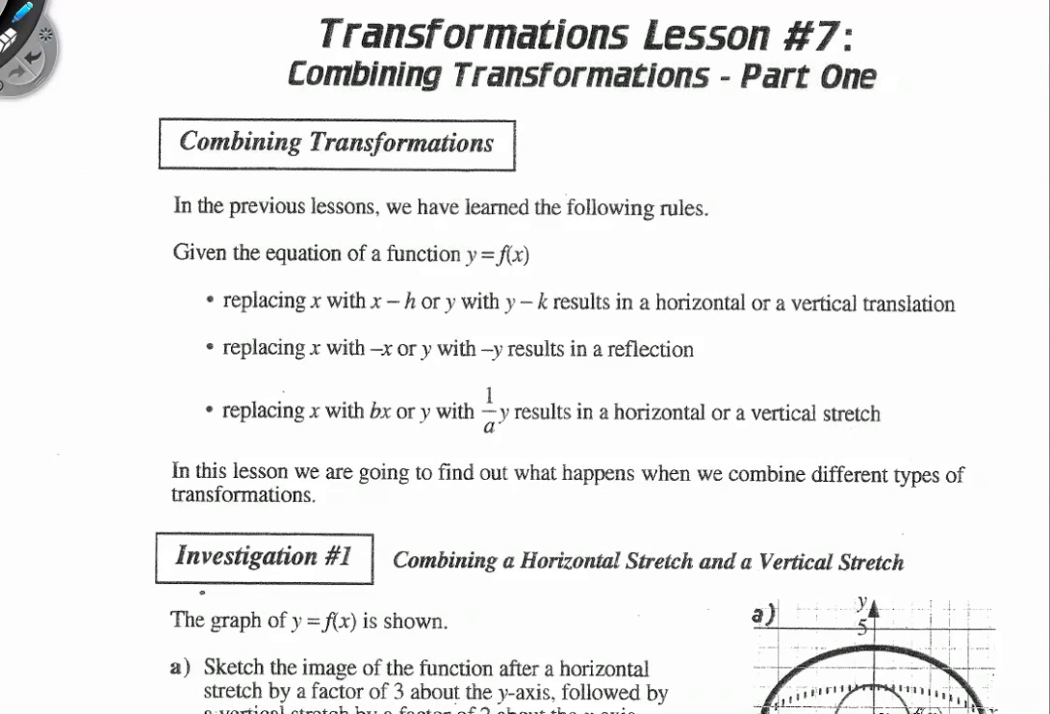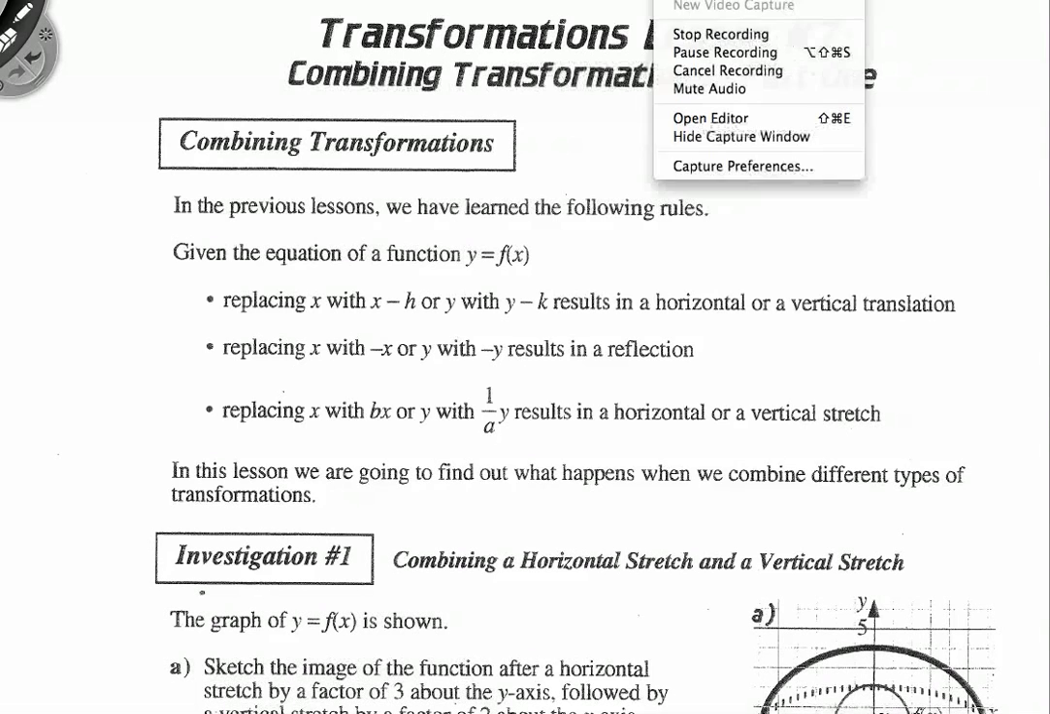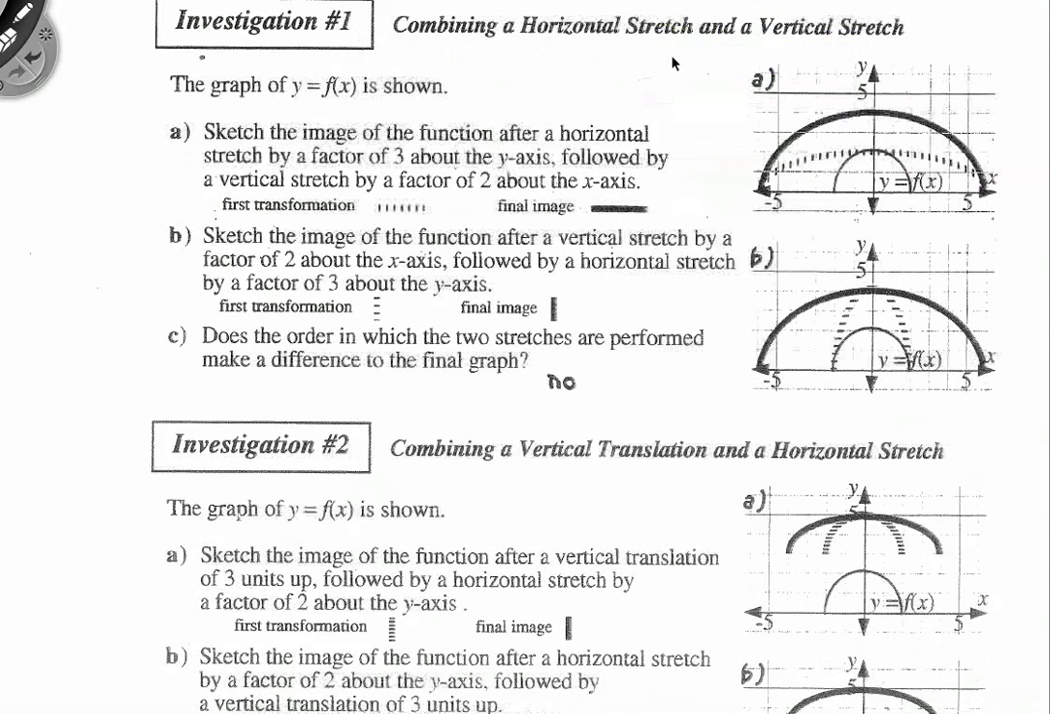So looking at investigation 1, we're going to combine a horizontal stretch and a vertical stretch. So the graph of y equals f of x is shown. That's this small semicircle here with the thin line, and it's saying sketch an image of the function after a horizontal stretch by a factor of 3 about the y-axis.